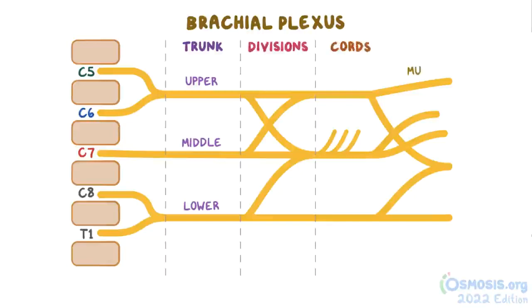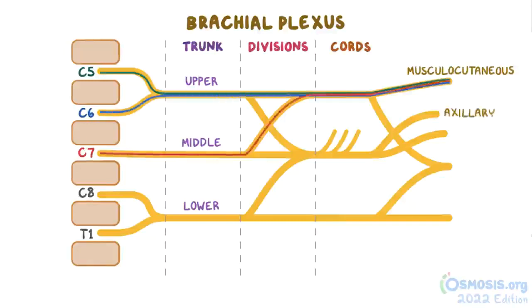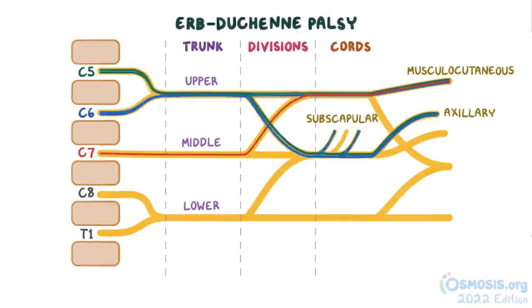The main 3 are the musculocutaneous nerve, which is made up of contributions from C5, C6, and C7, the axillary nerve, which is made up of contributions from C5 and C6, and the subscapular nerve, which is made up of contributions from C5 and C6. Erb-Duchenne palsy happens when there's an injury to the C5 or C6 roots, or to the upper trunk that contains nerve fibers from these roots.